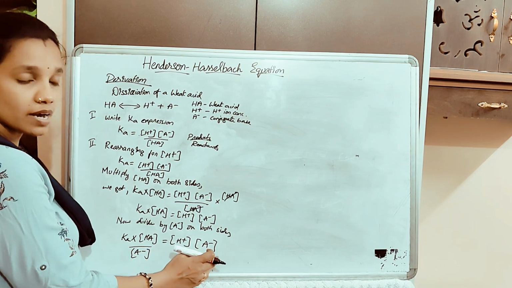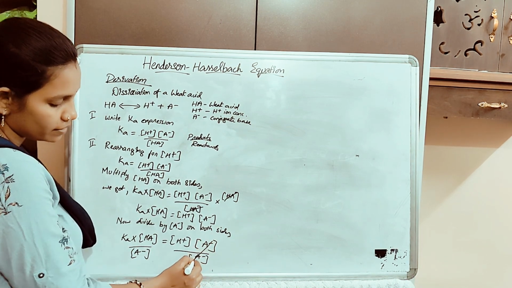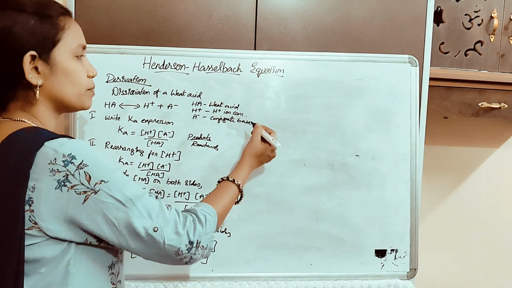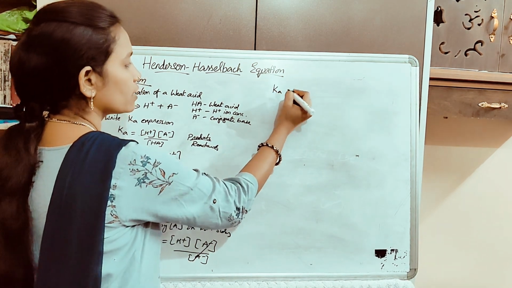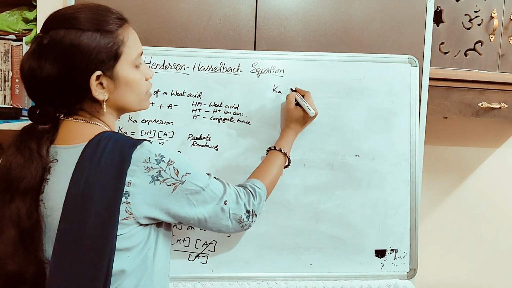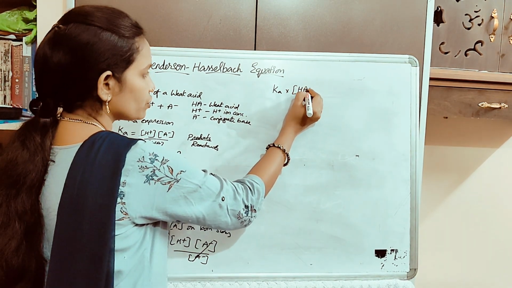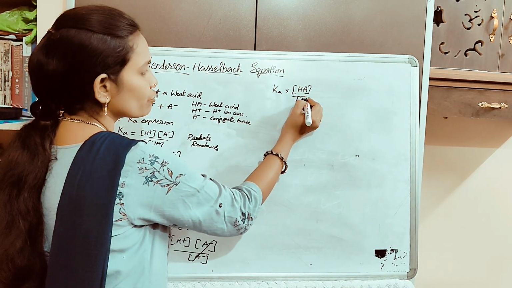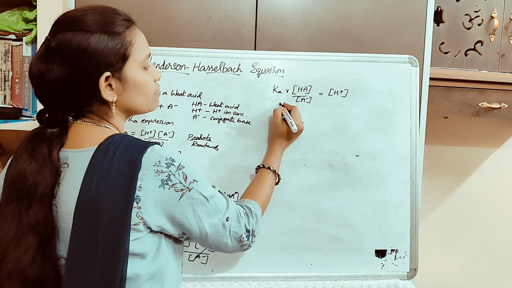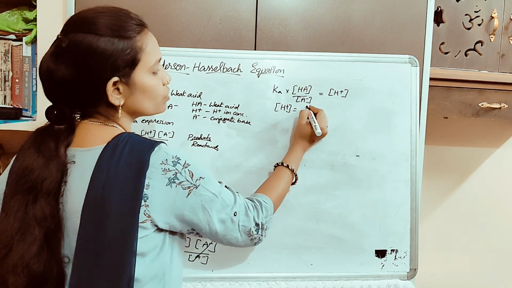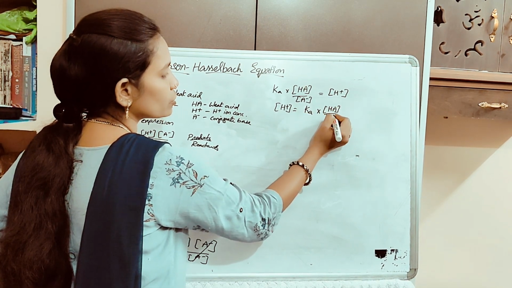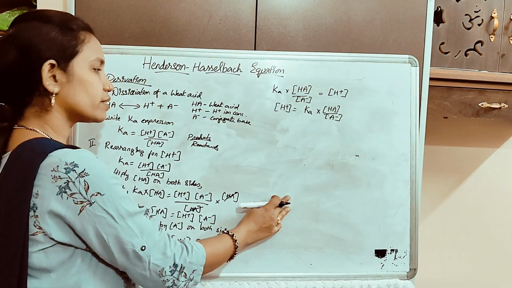So having numerator and denominator the same, again the concentration of A minus will be struck off. So finally, what expression or equation will you get? Ka into concentration of HA by concentration of A minus is equal to concentration of H plus. Finally we will get concentration of H plus is equal to Ka into concentration of HA by concentration of A minus. So this is the second step.